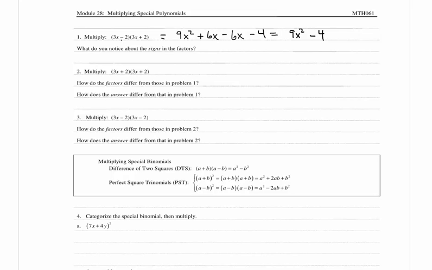If we look at the signs, we have a minus sign in between the terms of our first binomial, and we have a plus sign in between the terms of the second binomial, so we have opposite signs.